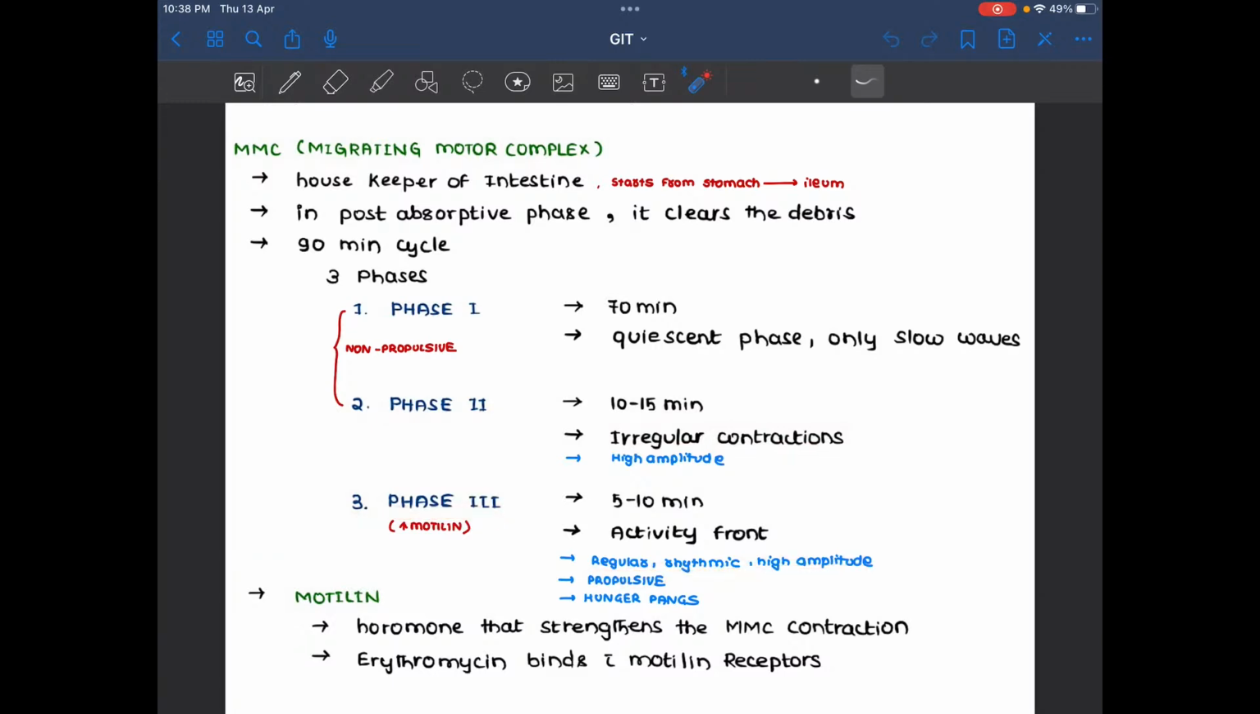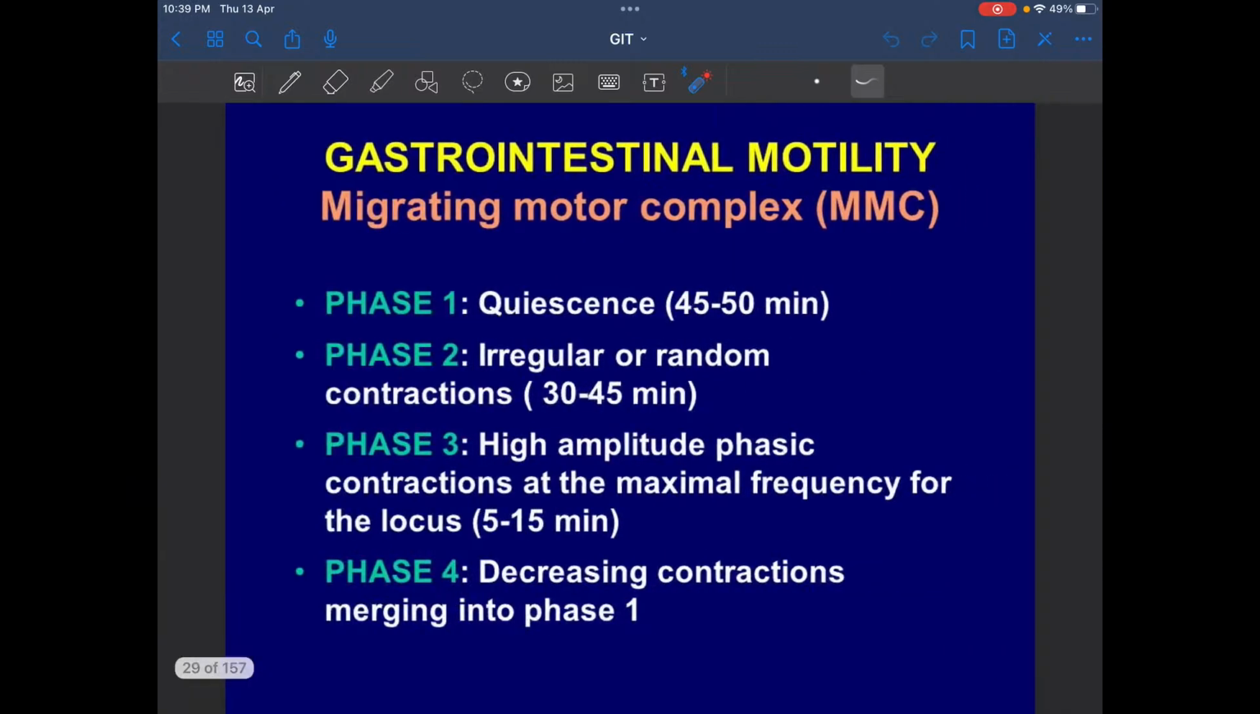ठीक है? Phase 3 was seen by scientists to be due to some hormone known as motilin. Okay, motilin, and this phase 3 is the reason when we don't consume food for a very long time do we get hunger pangs, right? So hunger pangs is due to the phase 3 of the migratory motor complexes. So let's just see that diagrammatically.